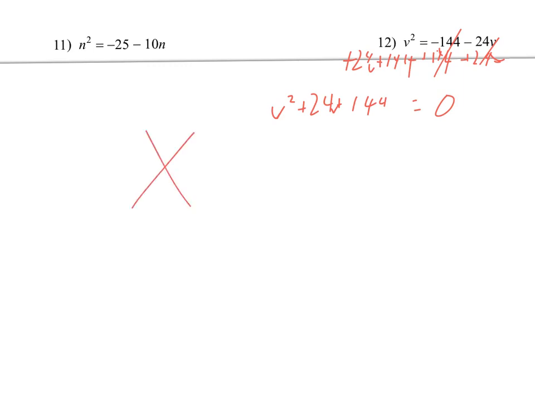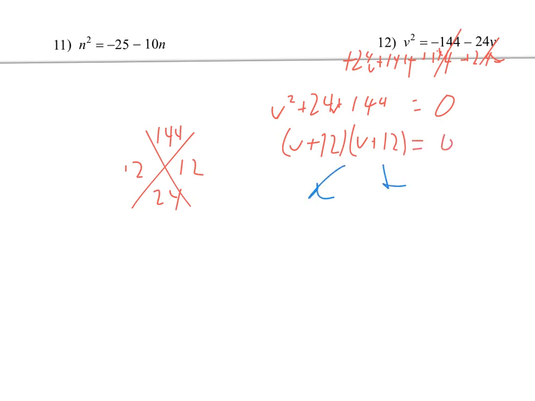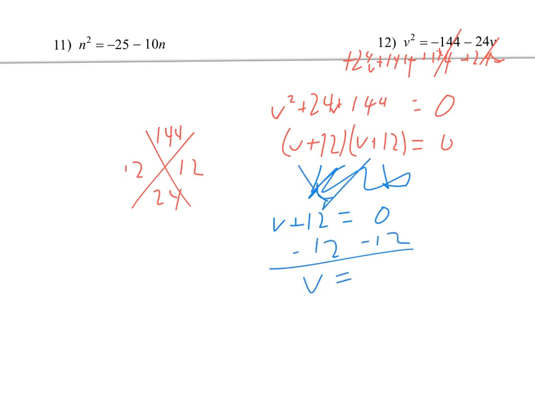So now I'm going to factor this, thinking of two numbers that multiply to 144 and add to 24. So that's going to be 12 and 12. So I'm going to say v plus 12 equals 0. And so now I can split this up. However, in this case, it's actually the same thing, so I'm just going to combine these and do it once. So v plus 12 equals 0. I'm going to subtract the 12, and so I get v equals -12.